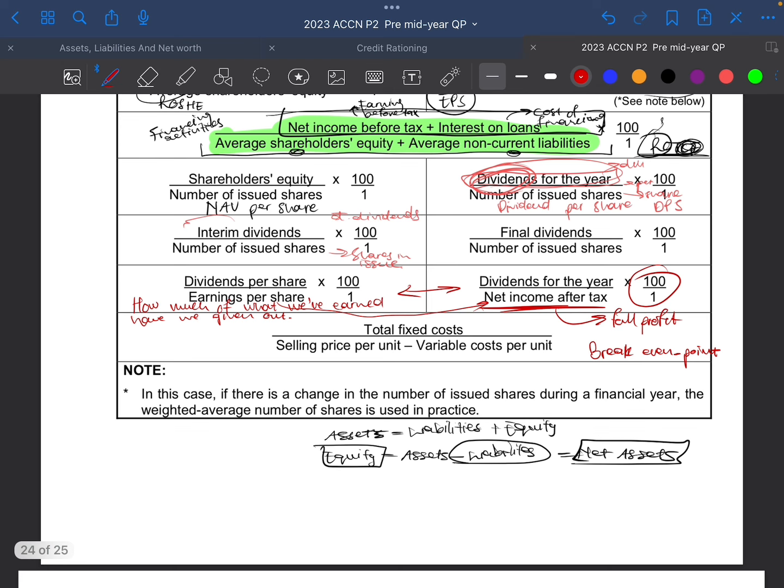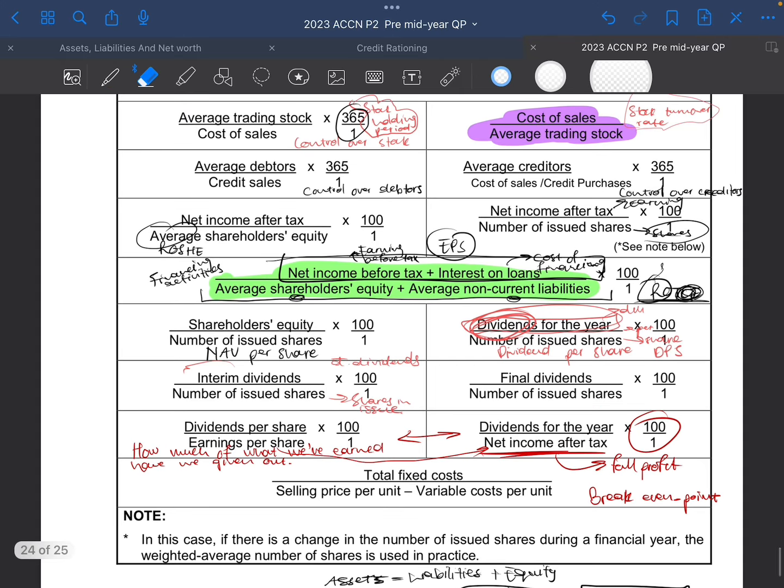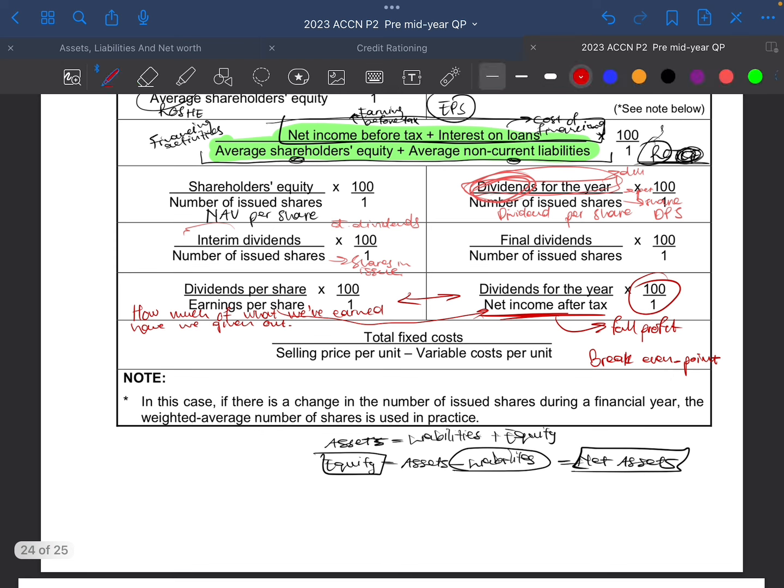Okay, the note says that if there is a change in the number of issued shares during a financial year, the weighted average number of shares is used in practice. Oh, this is quite important. For your earnings per share, they're talking about this, because the number of shares issued in the year will change. Let's say we're issuing shares in the middle of the year. That's where you have to consider the number of shares in the weighted average form. So you add the shares that were added, and then you find the weighted average.